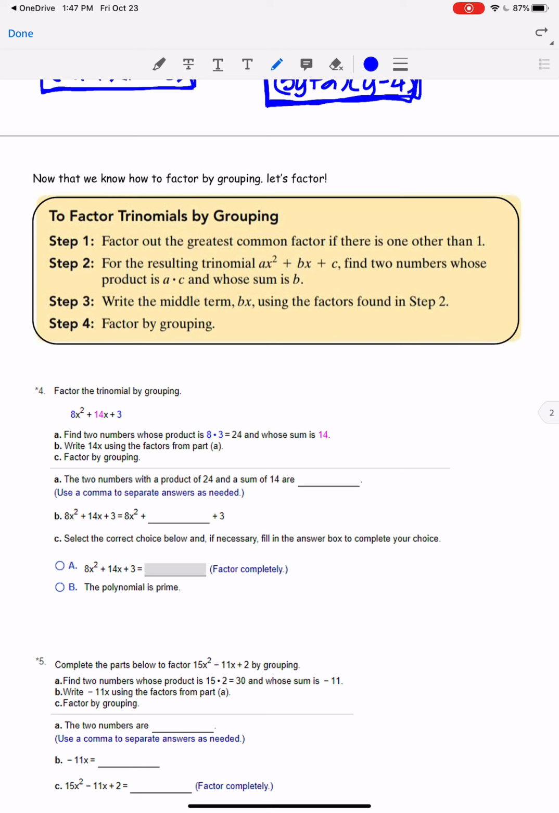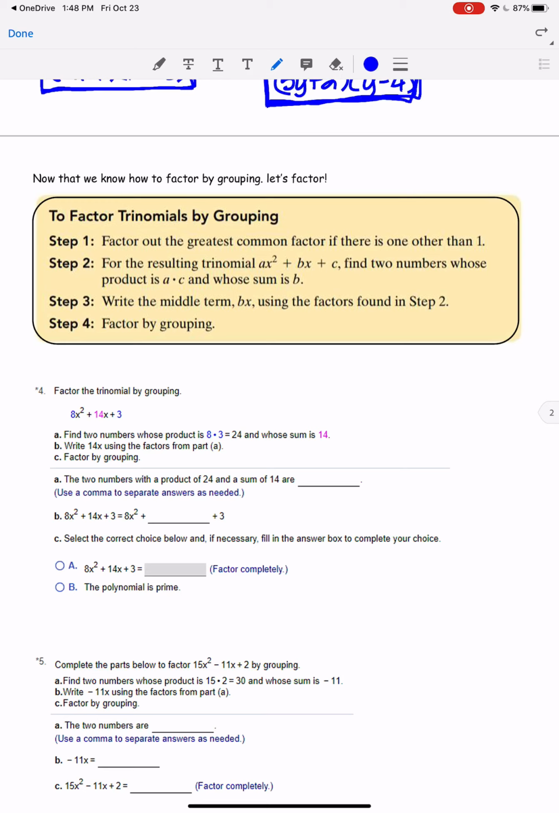So here are your steps when you are factoring by grouping. Step 1 is to factor out the greatest common factor if there is one. That should be your first thing you do every single time. Do I have a GCF?